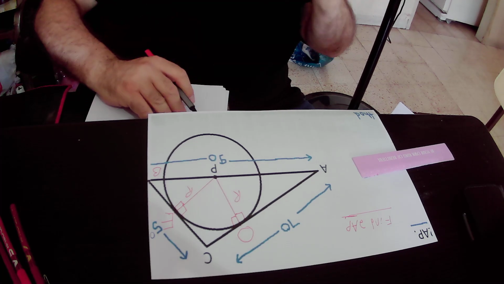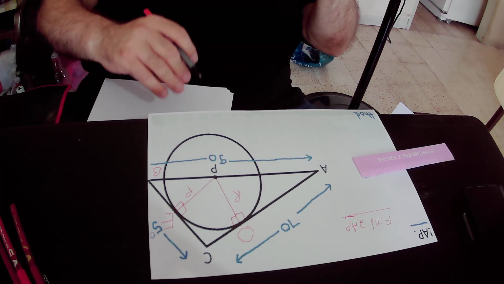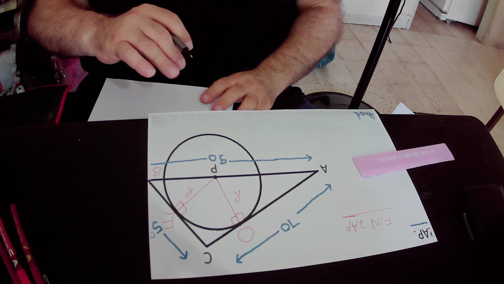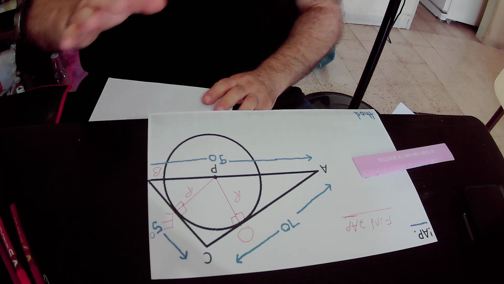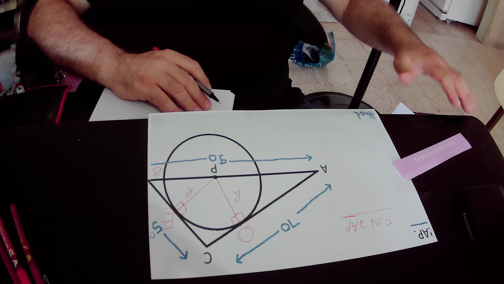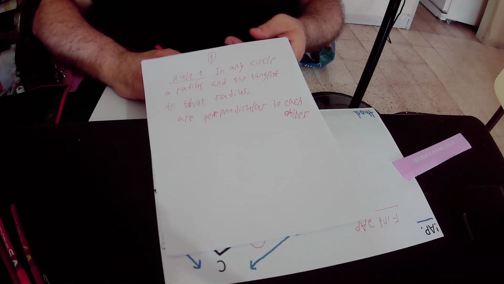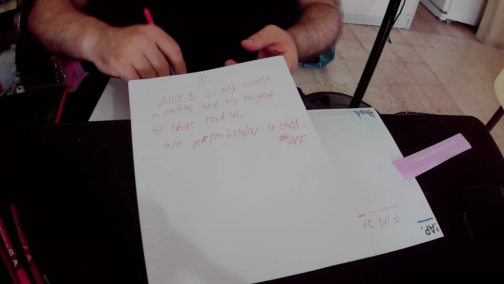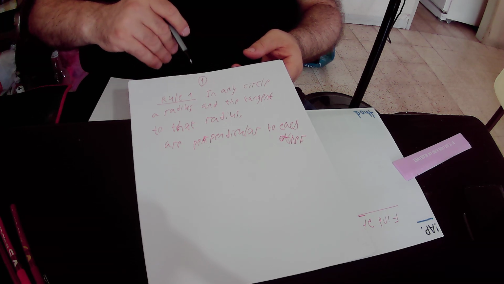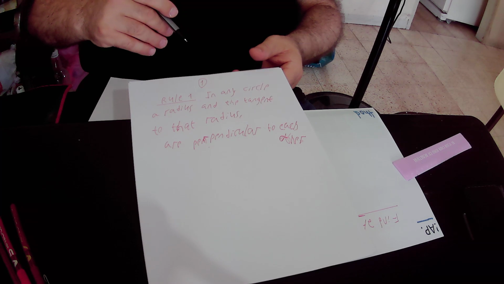Okay, it is correct for any circle. When you have a radius and you have a tangent to that radius, then they are perpendicular to each other. Again, in any circle, a radius and the tangent to that radius are perpendicular to each other.